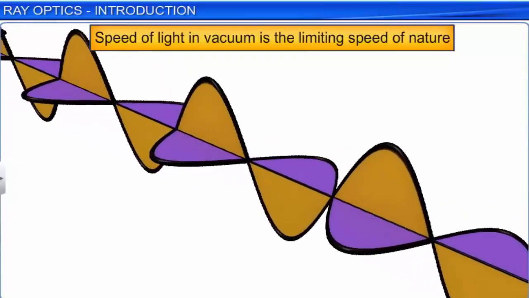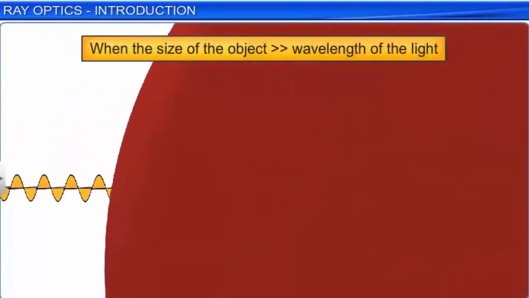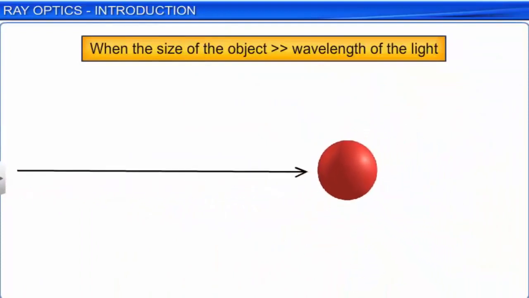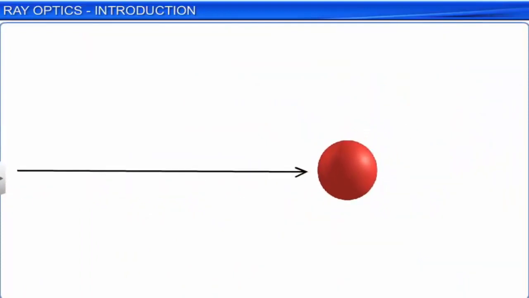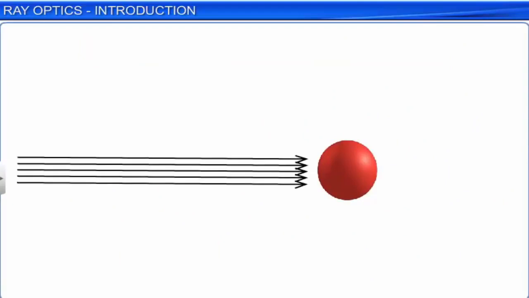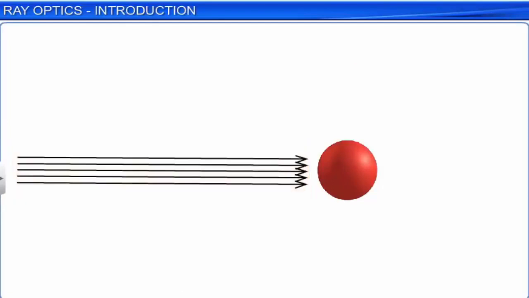When the size of an object with which light interacts is very large compared to its wavelength, we can treat the light traveling in straight line. This straight path of light is called a ray of light. A bundle of such rays together is called a beam of light. The study of different optical phenomena by treating light as rays is known as ray optics. In ray optics, the propagation of light through an optical media is studied by tracing these light rays.